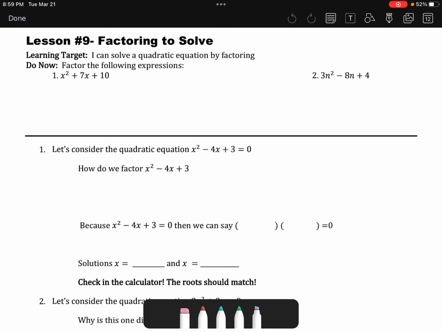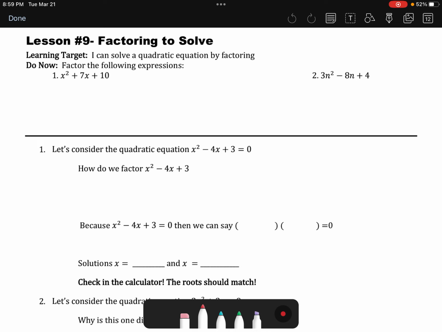Hi everyone. Today we're going to learn how to solve quadratics through factoring. So today we're going to work on lesson number 9. For the do now, it says to factor the following expressions. After yesterday's lesson, you got to review some factoring. Hopefully you got a chance to check Schoology, and you got to review some of these different types of factoring that we've seen before. So let's just jump right into it.